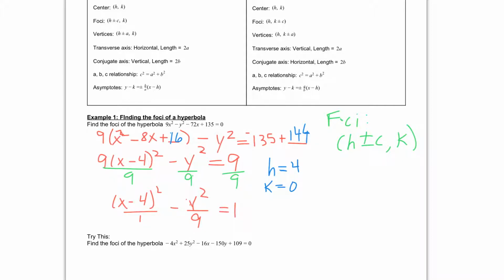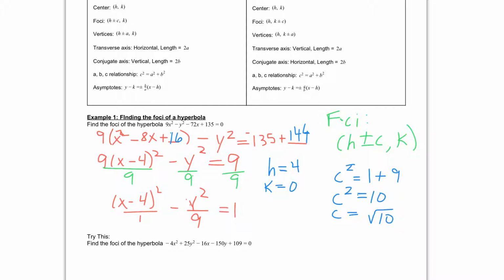And then the other thing I need to do is I need my c value. So c squared is equal to a squared plus b squared. A squared is the first one, it's the number under here, which is 1, and b squared is the number under here, which is 9. So I'm doing c squared equal to 1 plus 9. So c squared is equal to 10, and then c is equal to the square root of 10.